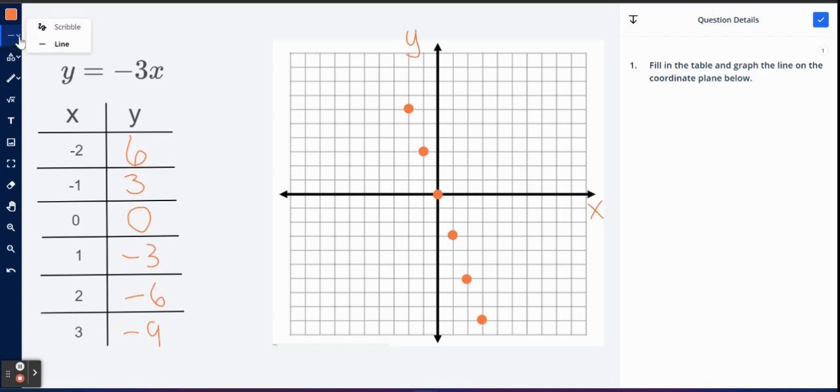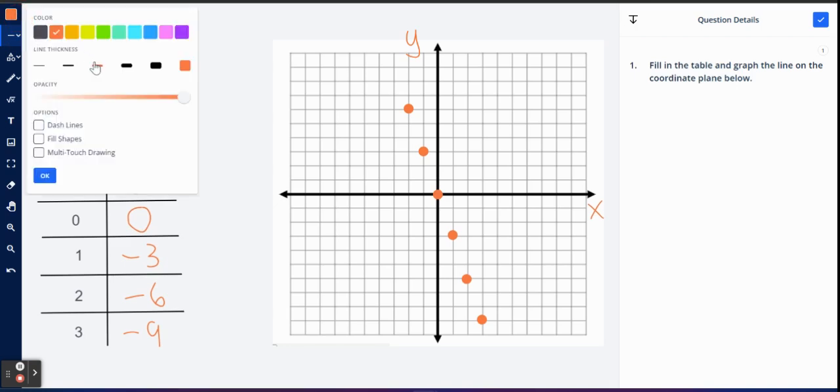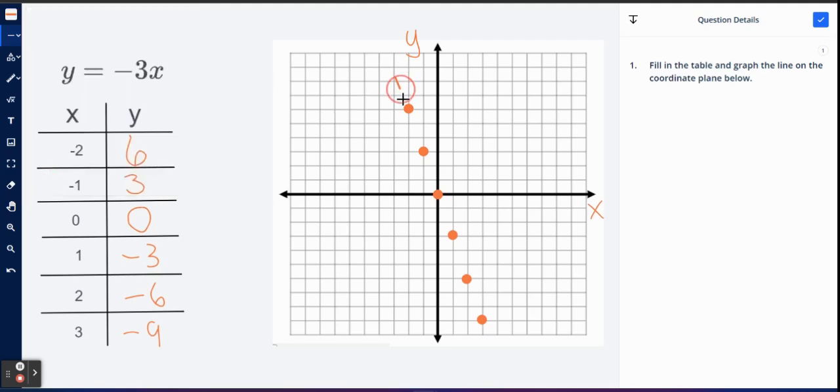Now I'm going to, again, change the thickness of my line. And I'm going to actually make it a straight line. As opposed to before when I was doing a scribble, I'm going to make a straight line. And I'm going to go back to what I had before. I'm going to connect all those points. Should be a straight line.